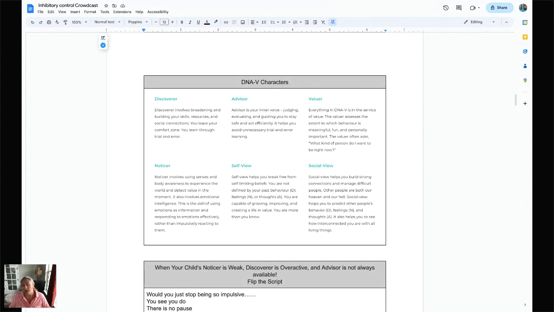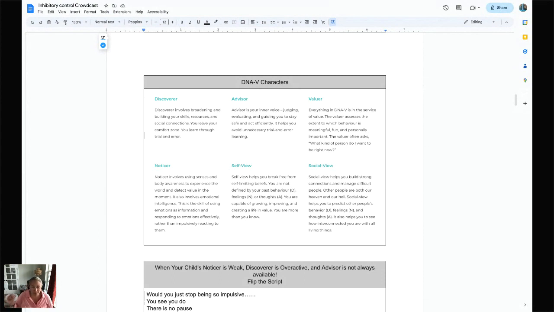Our valuer is like, why do we behave? What in the world do we even care about? Why is inhibiting important to us in the first place? Do we want connections with friends? Do we want that relationship with our parents? Do we want access to cool things and toys? Do we want to go to the amusement park? What are those things that really make life meaningful and fun to you as an individual?